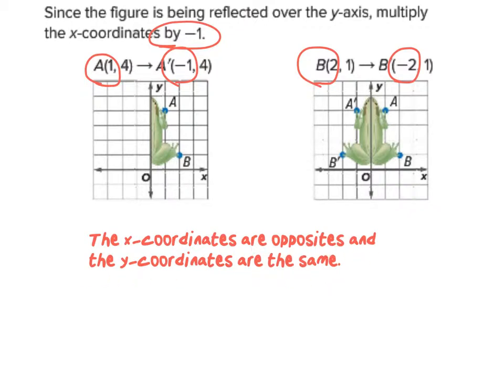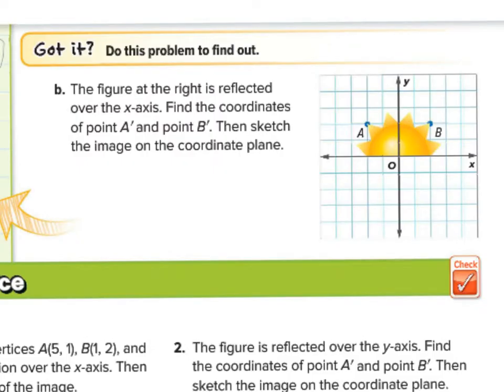So if you're going across the y, you keep the y's the same. The only ones you have to change are the x's. If you're going over the x, you keep the x the same and you change the y's. Okay, if you think you understand reflections, here's another example. Remember to pause and try it on your own to see if you're able to do it, and then watch the rest of the video to make sure you did it correctly.